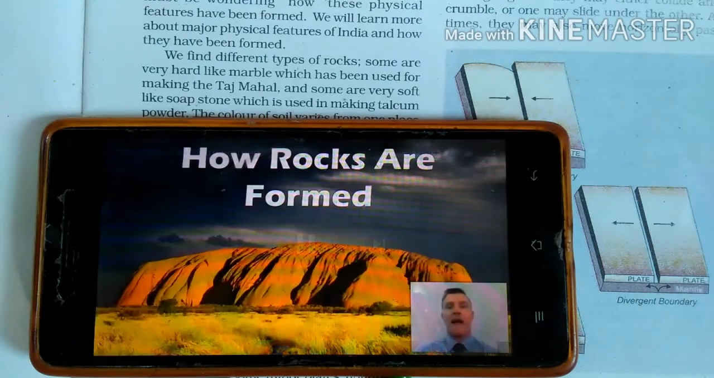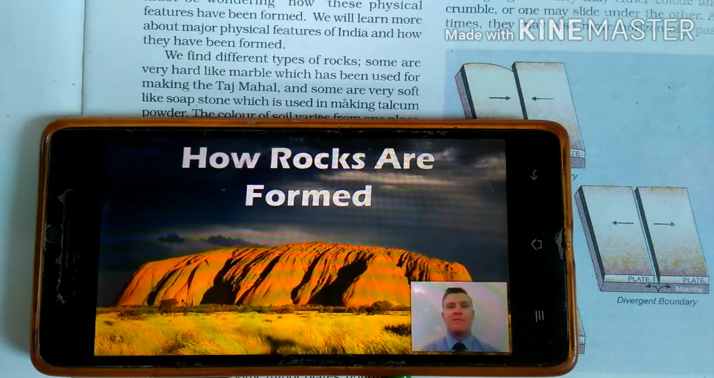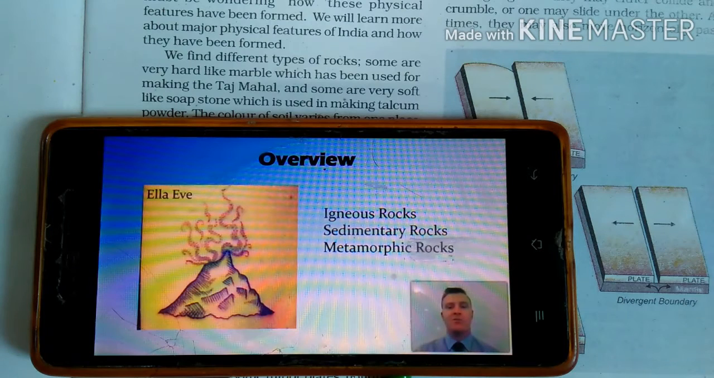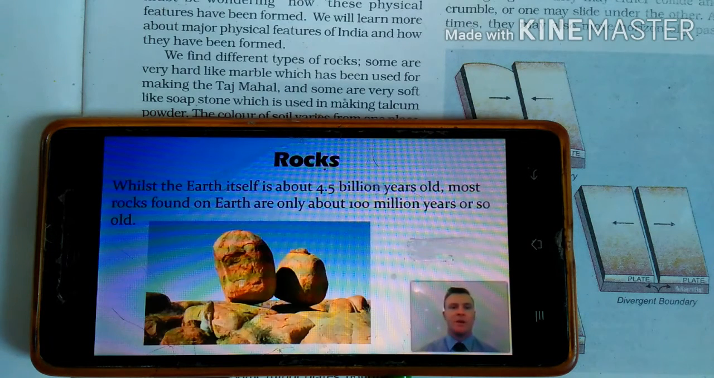In this video we're going to look at how rocks are formed and the three different types of rocks that are formed in different ways. These types of rocks are igneous rocks, sedimentary rocks, and metamorphic rocks. So firstly, a little background information on rocks.